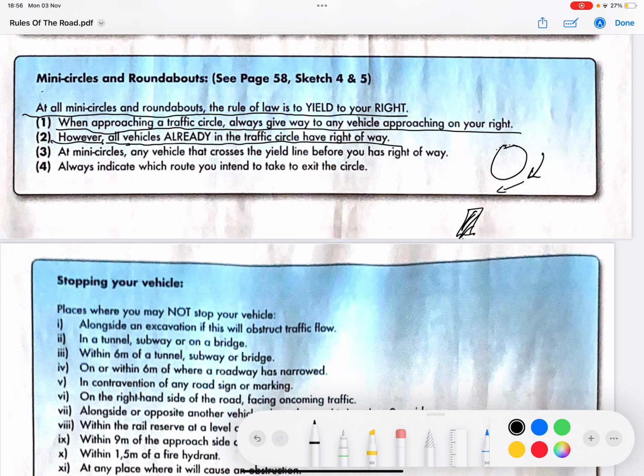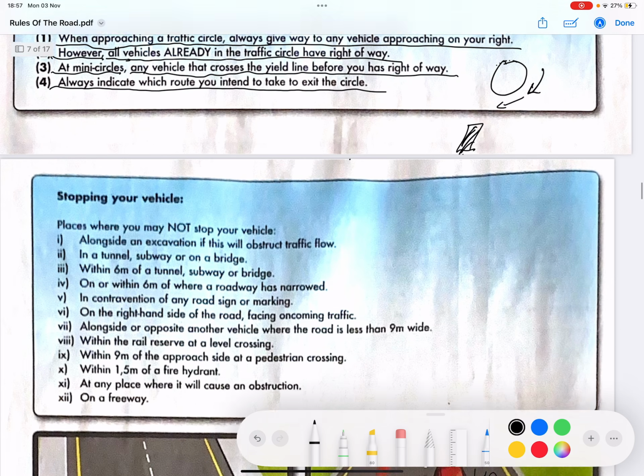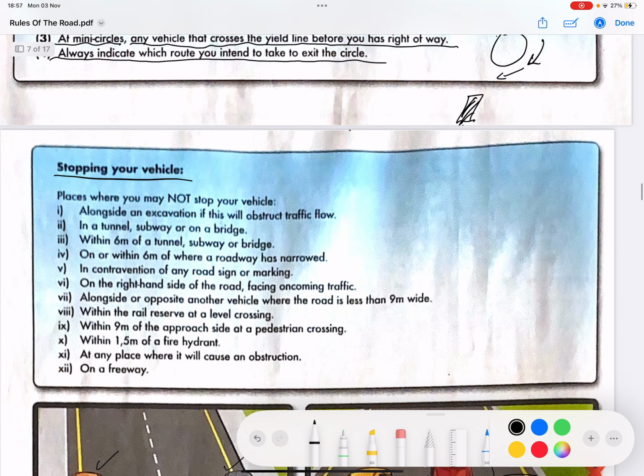Okay? At mini circles, any vehicle that crosses the yield line before you has the right of way. Always indicate which route you intend to take to exit the circle. You must always indicate which route you intend to take to exit the circle. Always indicate.